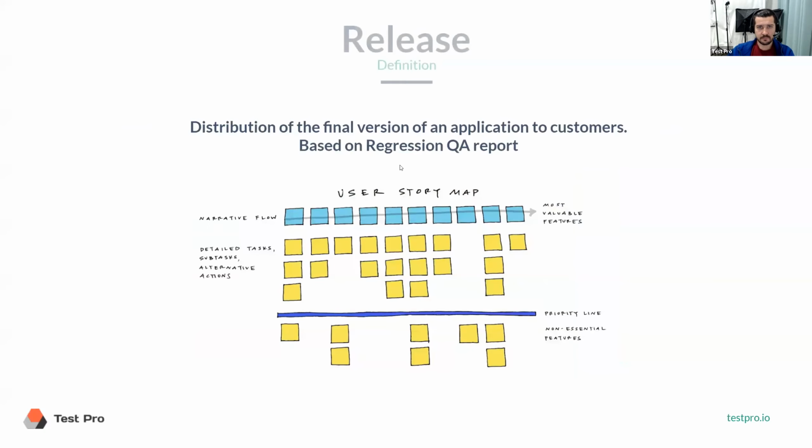Okay, so release. Release is a distribution of the final version of an application to customers. So we usually do the vast majority of testing before the actual release, right? Before it goes to customers. That's the whole point of having QAs in place. However, it doesn't mean that we never test anything after, or that customers don't complain about some bugs.